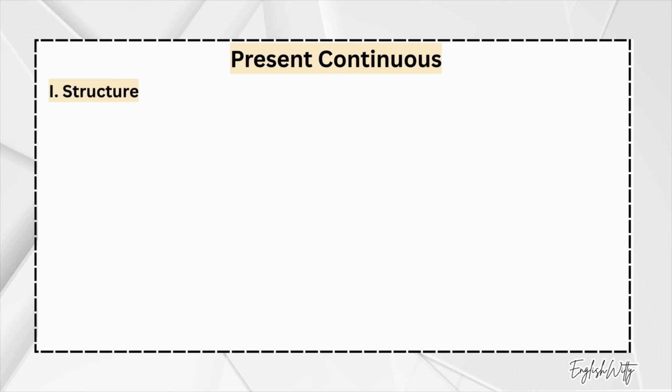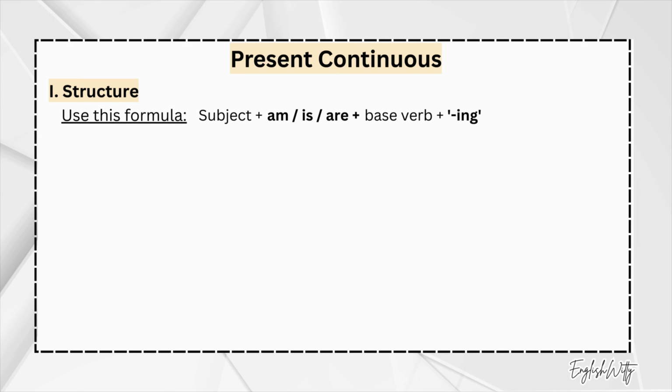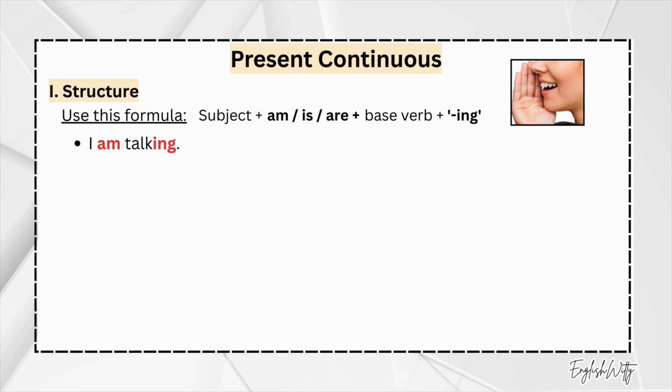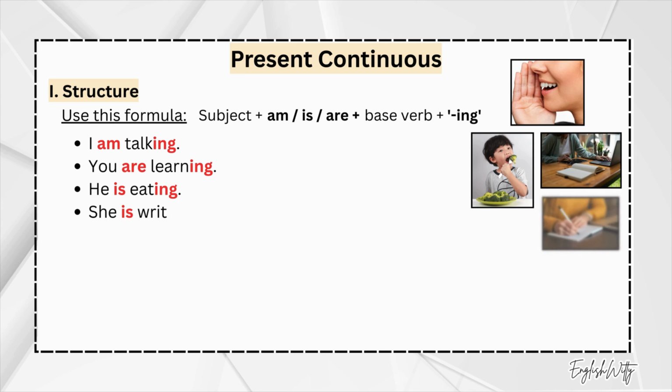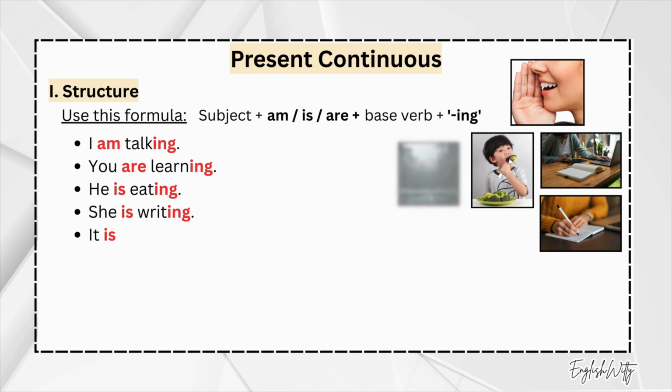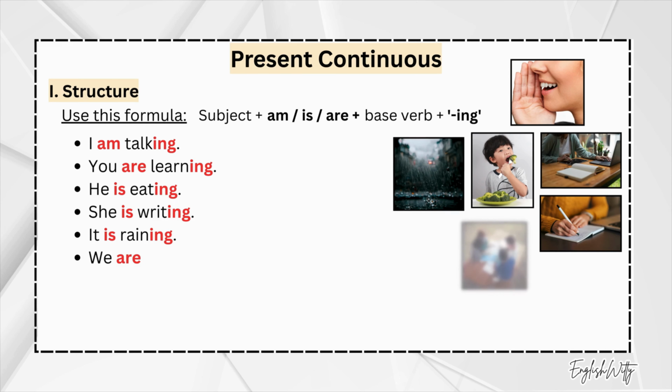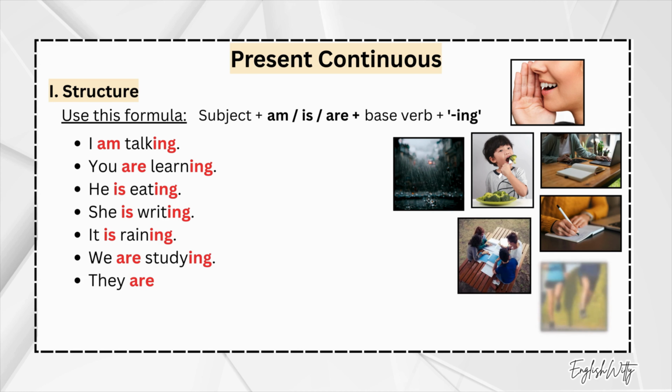It's simple. The present continuous is formed using the present tense of the verb be, that's am, is, or are, followed by the base verb, with ing. Let's see how that works with different subjects. I am talking. You are learning. He is eating. She is writing. It is raining. We are studying. They are running. The key here is choosing the right form of be and adding ing to the verb.